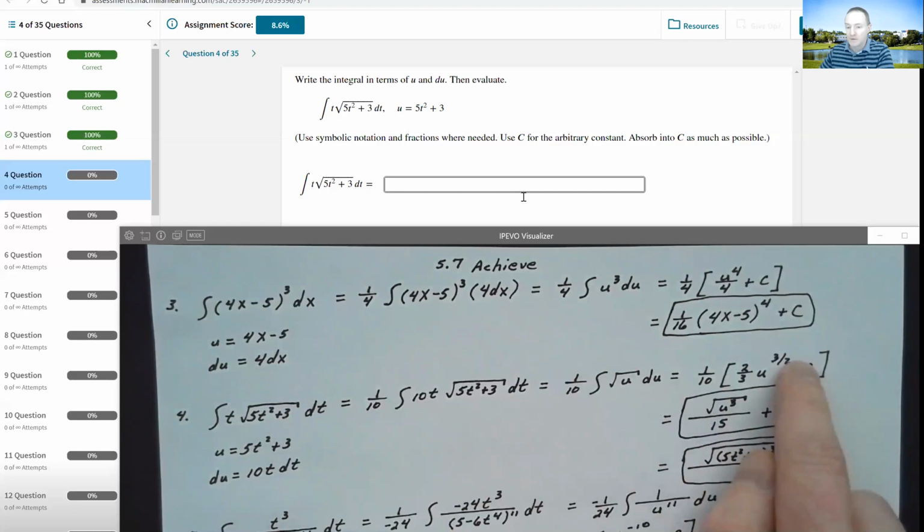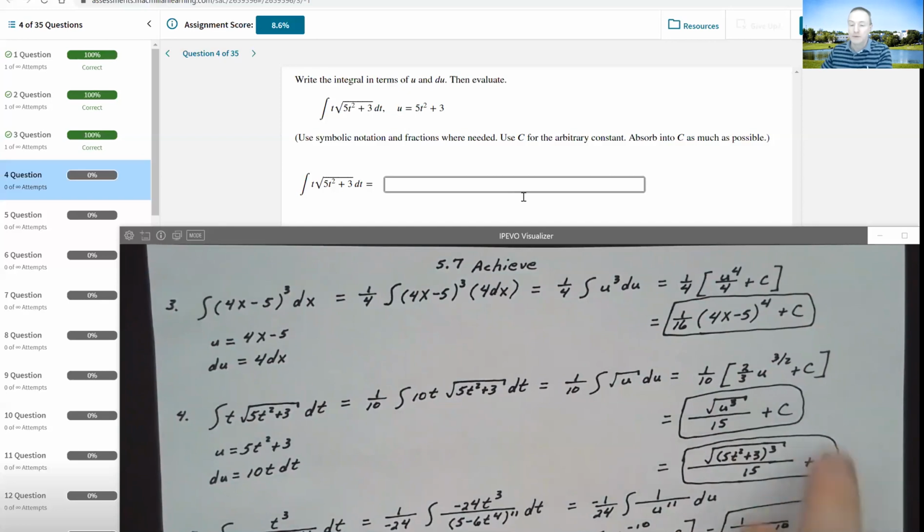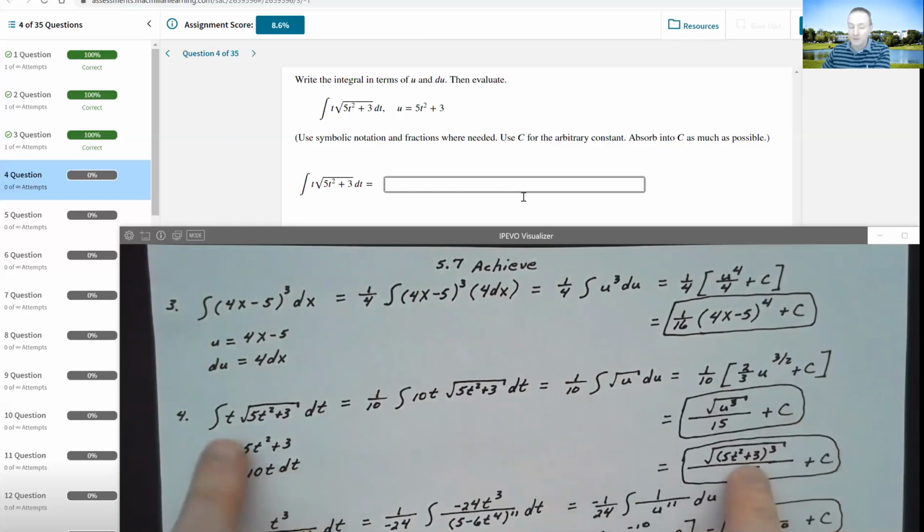So I'll say this is the square root of u to the third power, and it's being multiplied by 2 over 30, which reduces down to 1 over 15. So I can just say it's the root of u cubed over 15 plus c. Now, that's not our final answer, so that one shouldn't be circled, but our final answer is when you put it back in terms of the original variable.